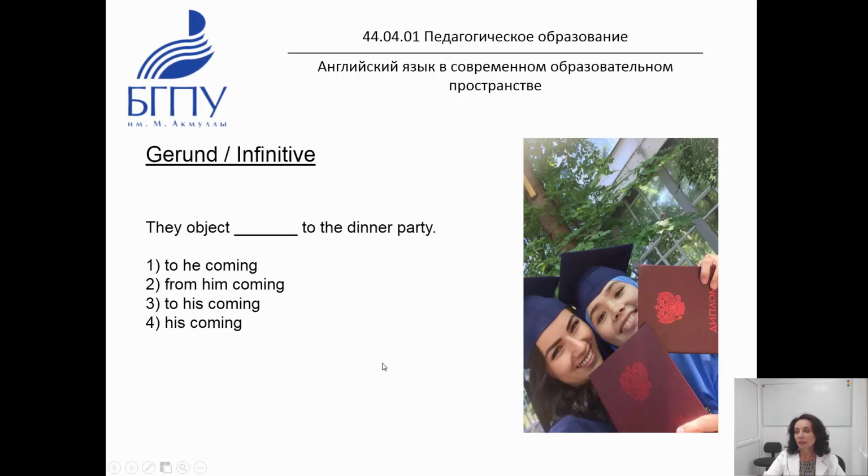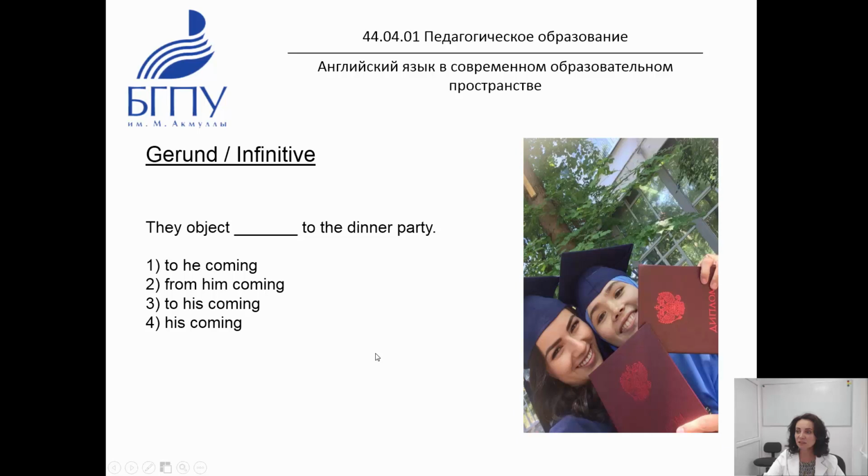Let us consider another sentence related to the use of gerund and infinitive. For instance, there are verbs in the system of the English language which are used with prepositions. For example, to look forward to, which is translated as ждать с нетерпением, or to object to.